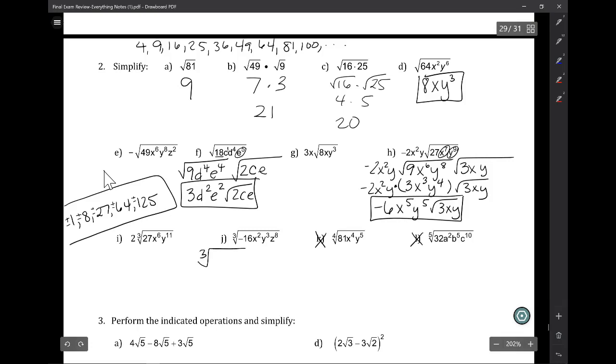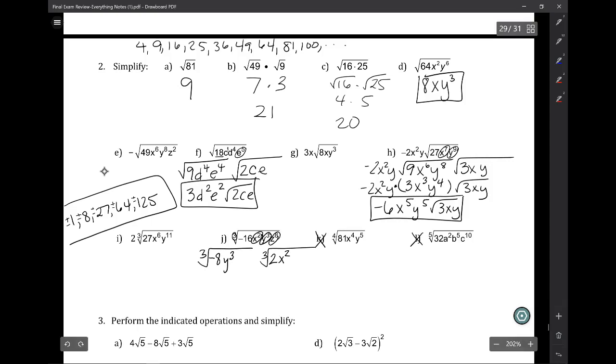So in letter J, since 16 is not on my perfect cube list, I'm going to break this up to be a good perfect cube and a bad perfect cube. Negative 16 is going to get broken up to be negative 8, that's the perfect cube, times 2, which is the non-perfect cube. X to the 2nd power, because now that we're dealing with cubes, it's not big enough to be considered a perfect cube if there's only 2 x's. So that goes in the bad side. But y cubed is going to go in the good side, because there's 3 of them.